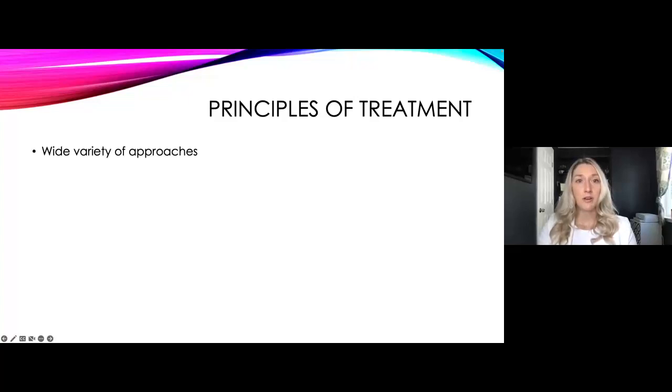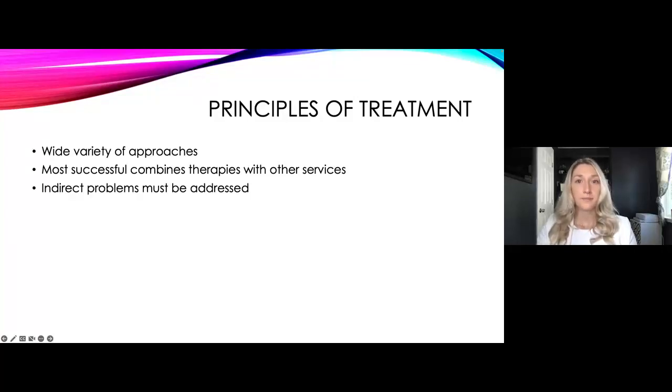So when we look at treatment, there are a few principles to keep in mind. We need to use a wide variety of approaches. So things including counseling, psychotherapy, cognitive therapy, and different treatment methods. Those that are most successful are going to combine therapies with other services. So with that, I mean that you want to combine drug abuse treatment programs with other types of therapies and other types of services. So again, say it's mental health services. Say they need parenting classes. Could be something like that.